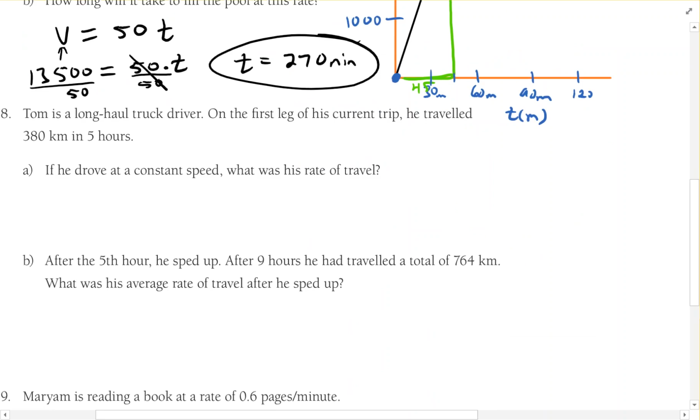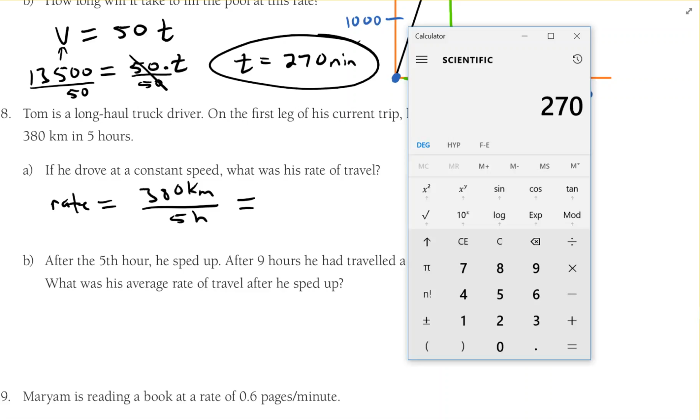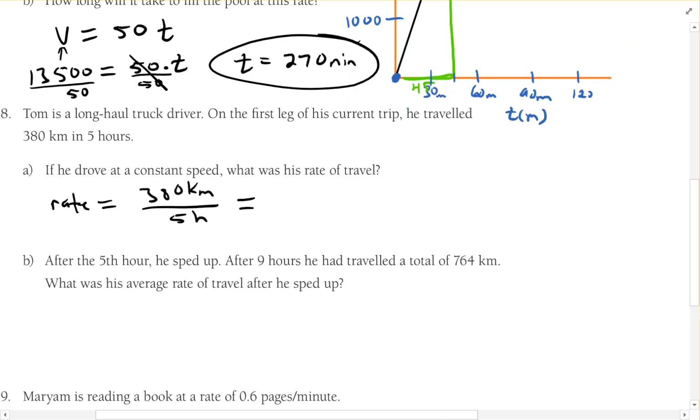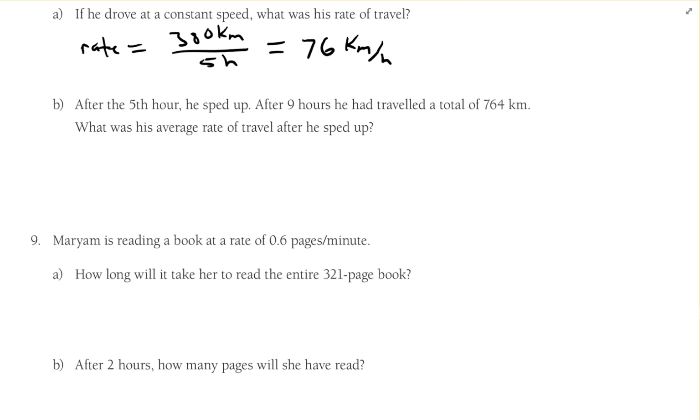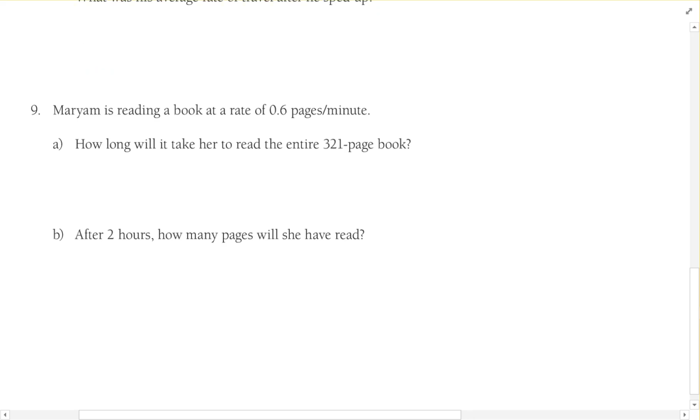Let's do something similar. If we can just go through rate, which is your slope, it's just going to be equal to 380 kilometers divided by 5 hours. That's going to give you a rate of kilometers per 1 hour if you divide those. So 380 divided by 5, so 76. So our rate is 76 kilometers per hour. And actually, probably for the sake of time, I'm going to let you guys skip B. It's kind of a long one. Okay, so let's move on to 9.